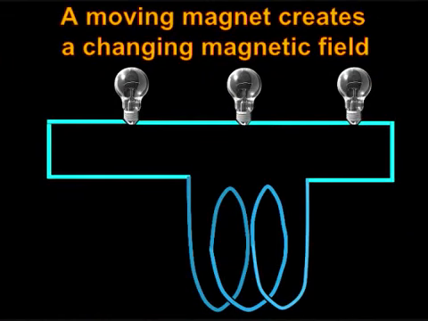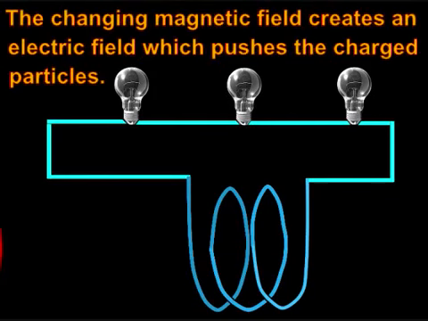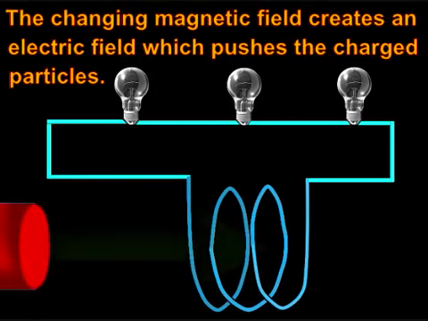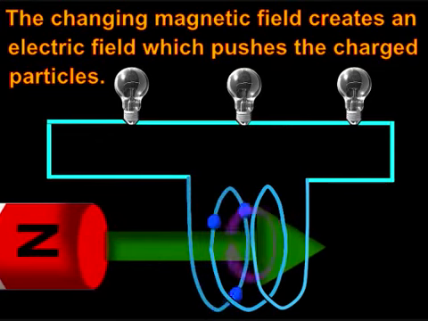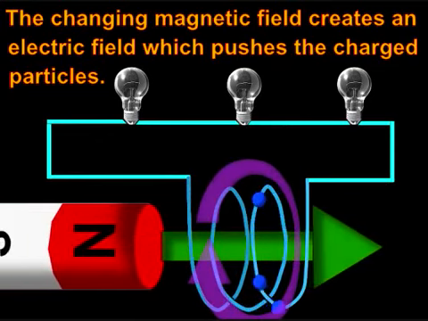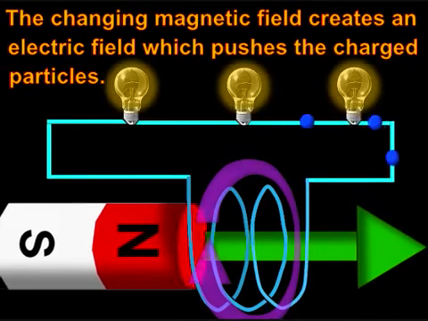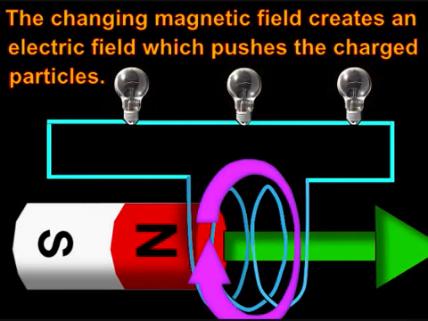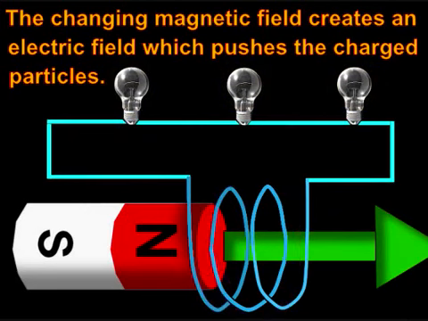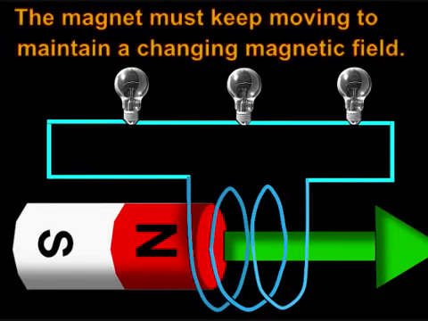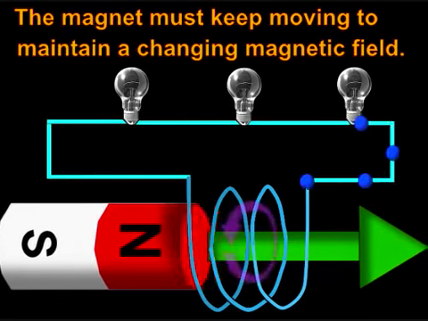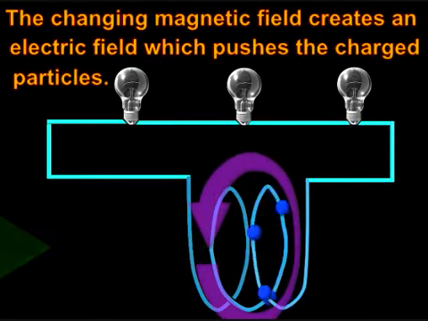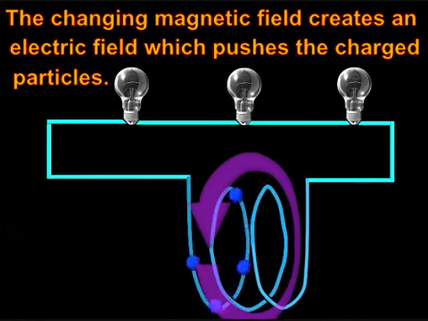A moving magnet creates a changing magnetic field. The changing magnetic field creates an electric field which pushes the charged particles. The magnet must keep moving to maintain a changing magnetic field.